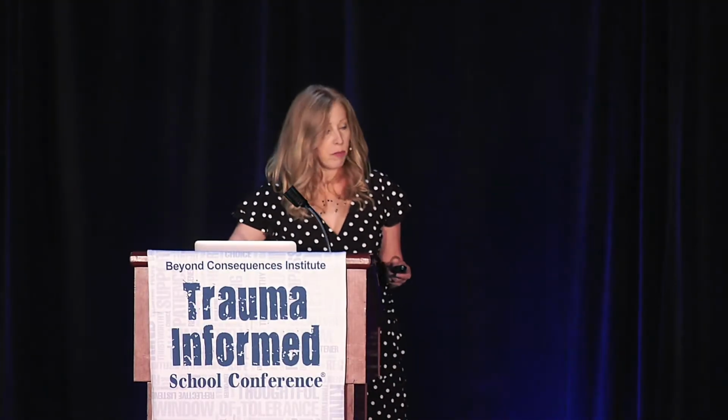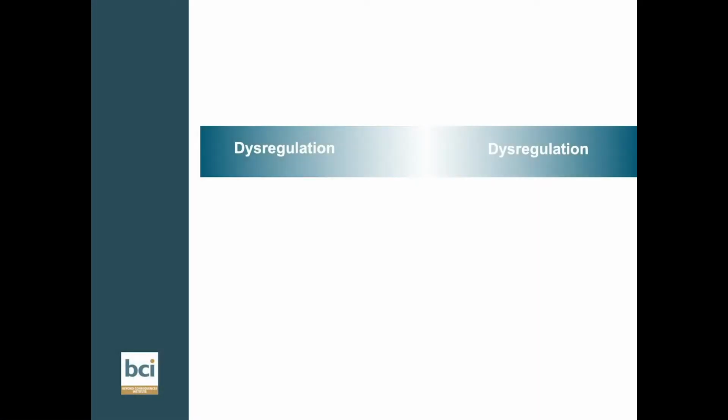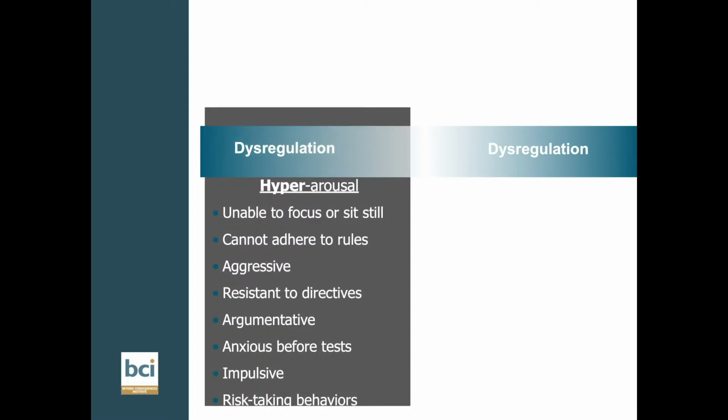So let's take this terminology of regulation and dysregulation. I want to put it on a spectrum. On the left-hand side, we have hyperarousal. These are the students that are dysregulated, but their behaviors are going to manifest in an outward expression. So these are the ones that are unable to focus. Now notice I said unable, rather than won't.